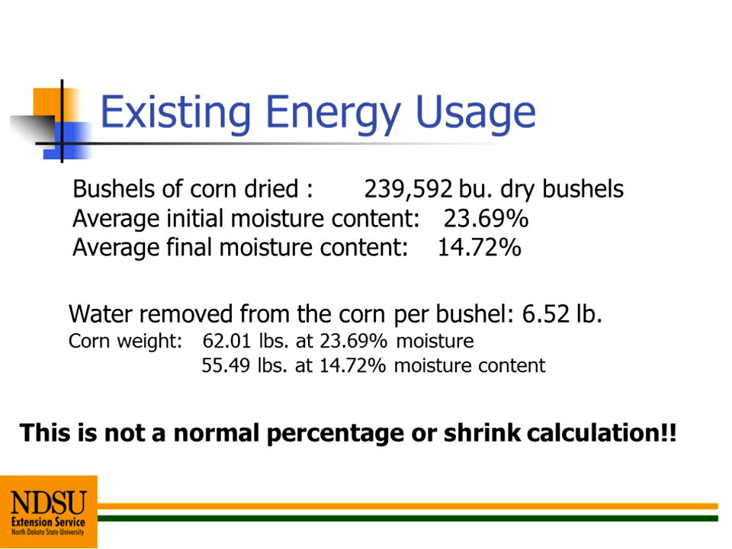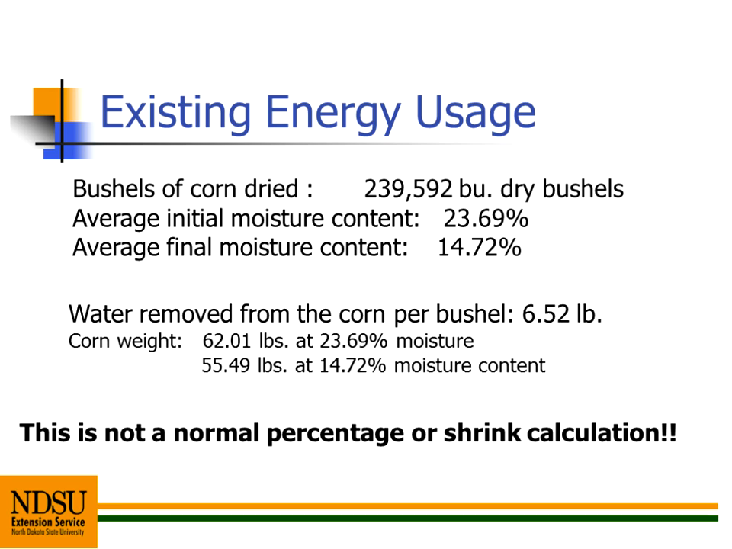I've got just an example that I have done here. For one individual, he was drying 239,000, roughly 600 bushels of corn. The average moisture going in was roughly 23.7%. Coming out, it was at 14.7%. So we went through and calculated the water removed from that corn at 6.5 pounds.